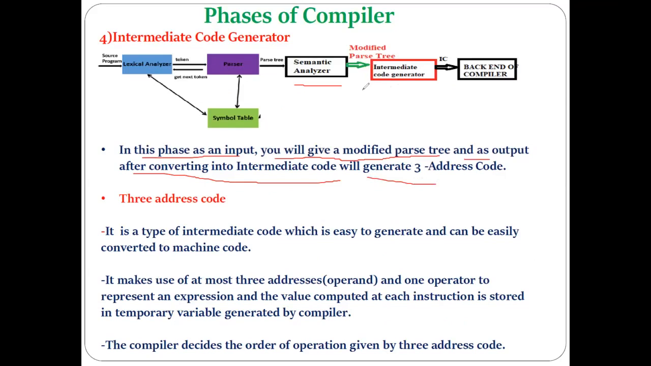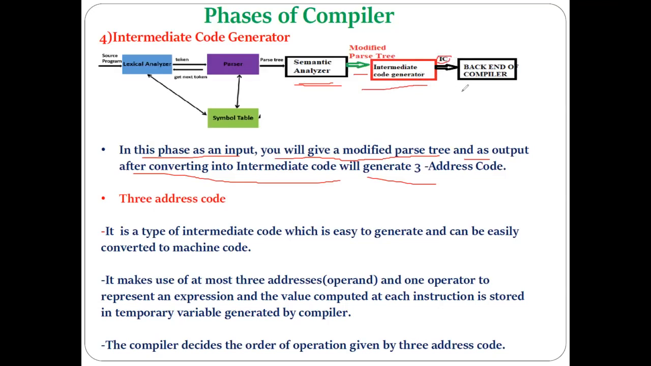So the intermediate code generator gets its particular input from the previous phase, that is the semantic analyzer. The semantic analyzer generates the modified parse tree as output, which will be given as the input to the intermediate code generator. Okay, and then intermediate code generation will be done.